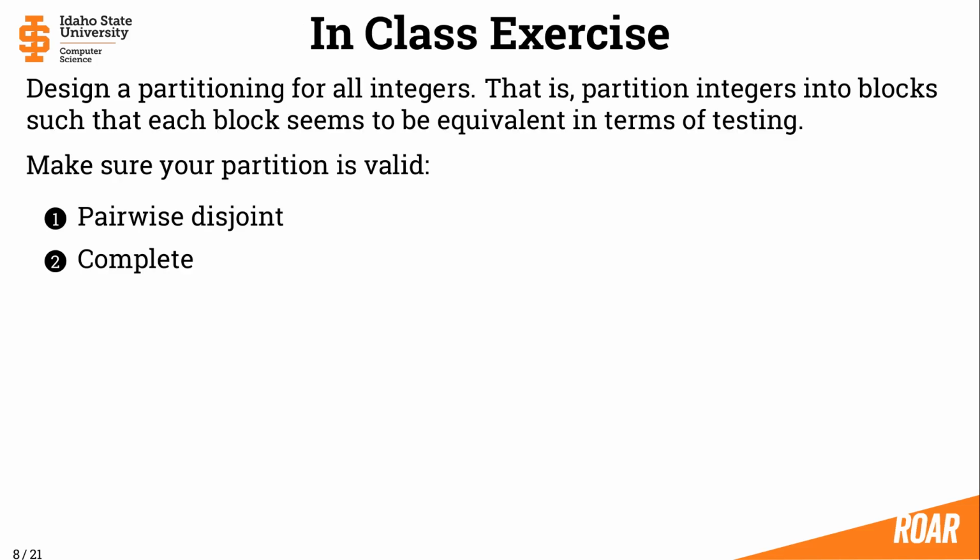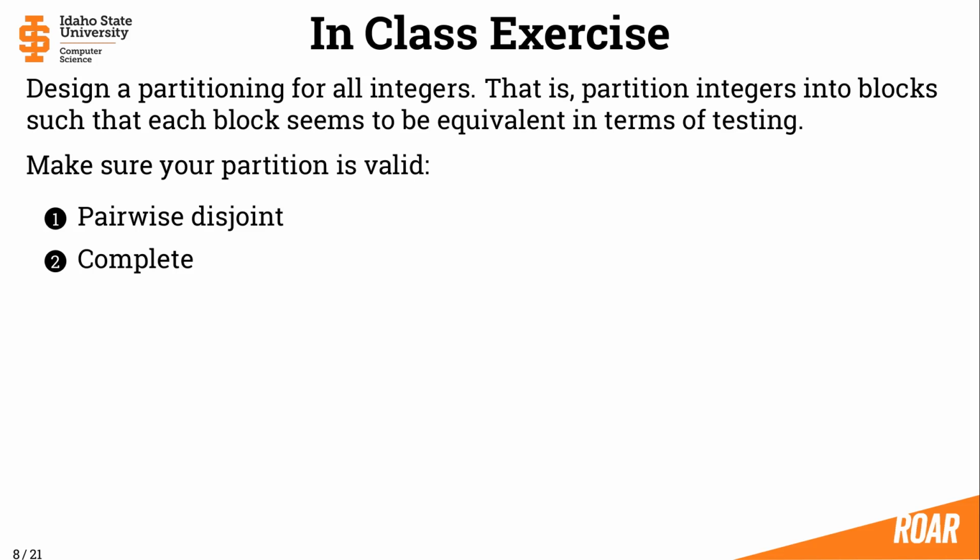So there's an in-class exercise, but for those of you who are watching the video, what you can do is sit down for a minute and think about how we might partition the set of integers, okay? That is, we want to partition them into blocks such that each block seems to be equivalent in terms of testing. And then make sure your partition is valid. That means it has to be pairwise disjoint and complete. All right? So take a few minutes, pause the video, and when you're ready, come back and we'll discuss this. Okay.